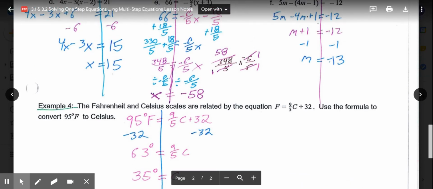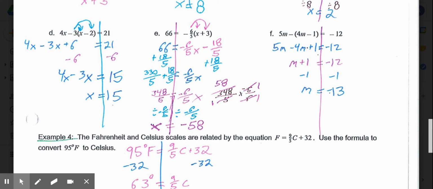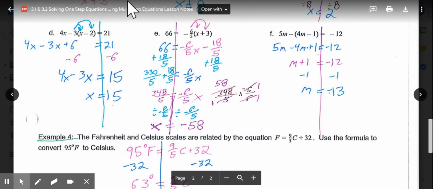And then we have D, E, and F before our couple word problem examples. So same process in D, E, and F. We want to check to simplify and combine like terms before we solve. So in D, 4x minus 3 times the quantity x minus 2. So when we distribute, we'll be distributing a negative 3 to each part. So this becomes 4x minus 3x, and then plus 6, because the negative 3 times the negative 2 gave us a positive 6.